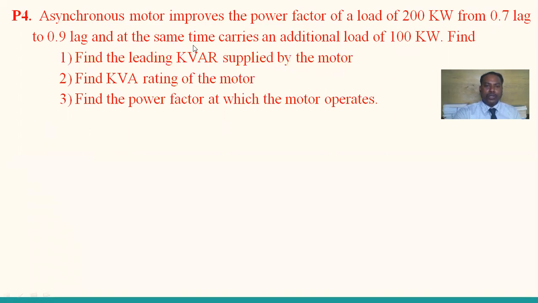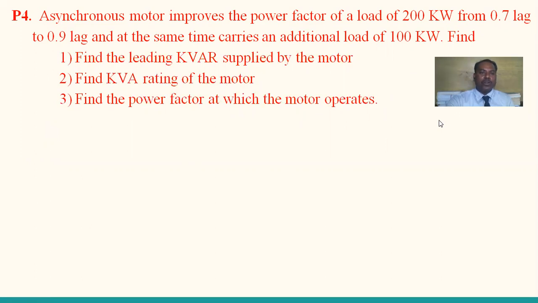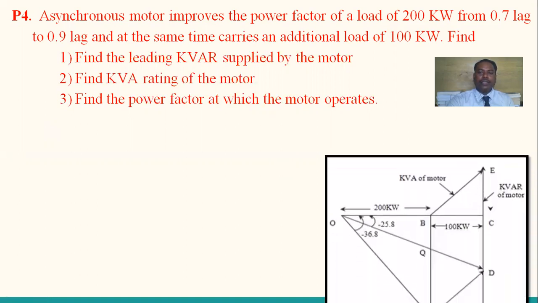You are asked to calculate the kVAR supplied by the motor, the kVA rating of the motor, and the power factor at which the motor operates. All these details belong to the synchronous motor, which is acting as a condenser. The existing load is 200 kilowatts at 0.7 lagging power factor. Due to the connection of the synchronous motor at the load end, it draws an additional load of 100 kilowatts and improves the power factor from 0.7 to 0.9. So let us analyze.